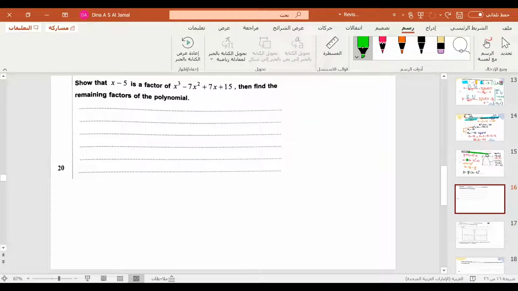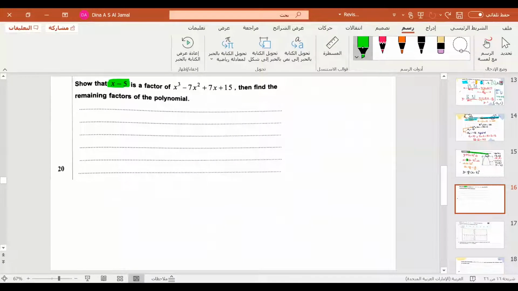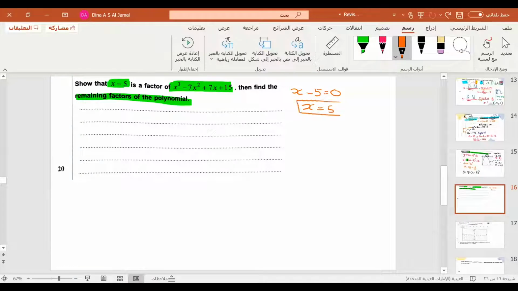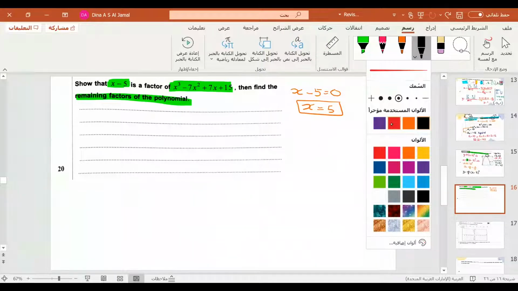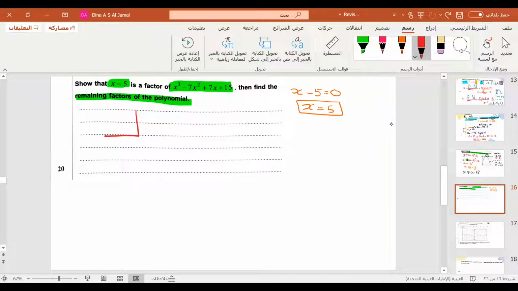Show that x - 5 is a factor of x cubed minus 7x squared plus 7x plus 15. Then find the remaining factor. Whenever he's asking you to do this, you will do synthetic division. So x - 5, make it equal to 0. x is equal to 5.